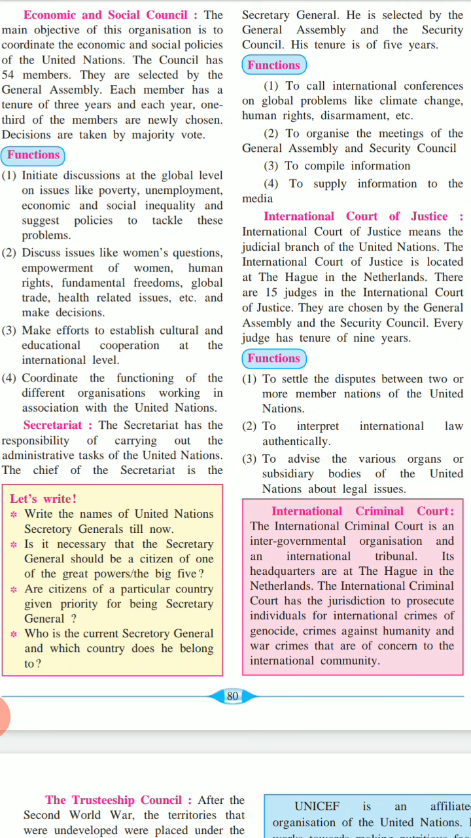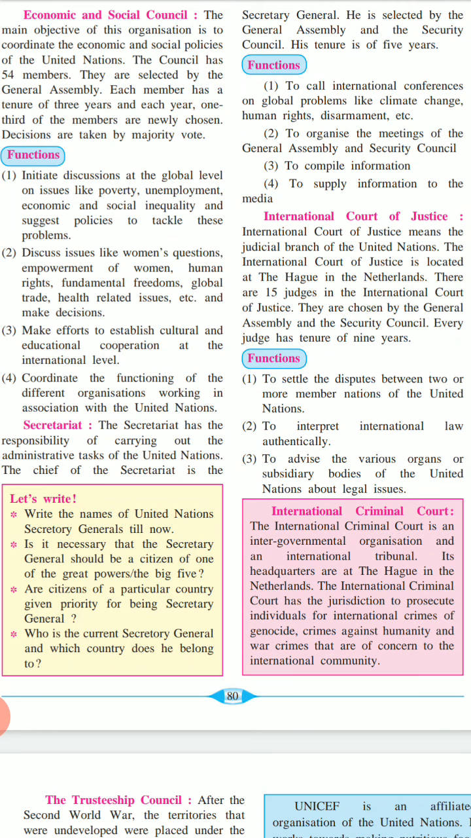Okay, there are 15 judges in the International Court of Justice. So 15 different judges are there, and it has been taken care of that the decision is made by the confirmation or by the recommendation of these 15 judges. They are chosen by the General Assembly and Security Council itself.